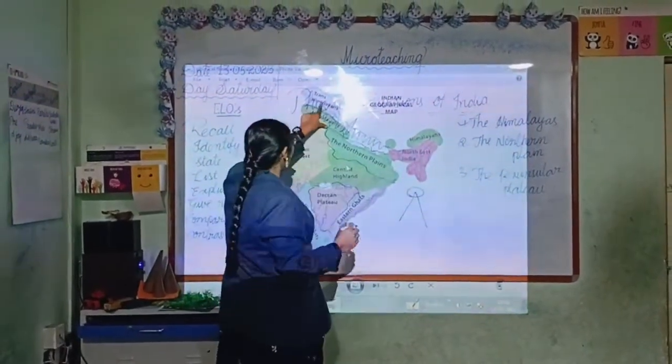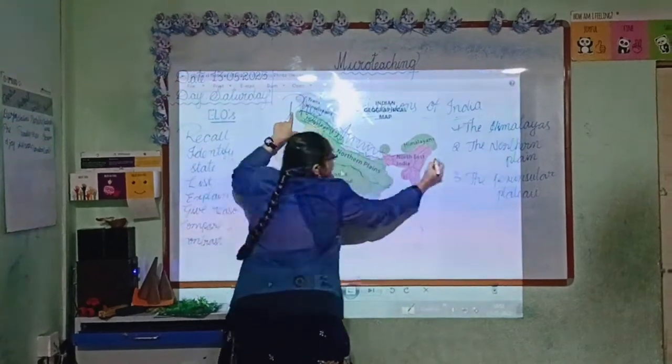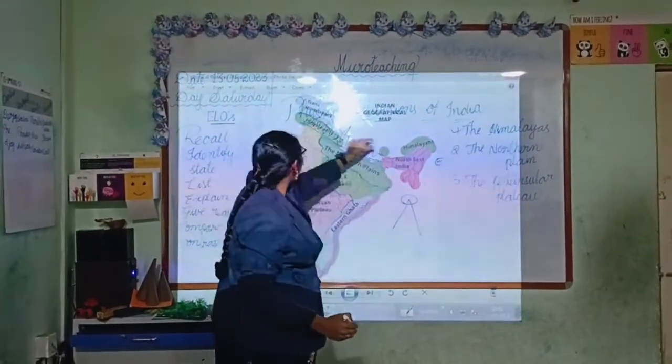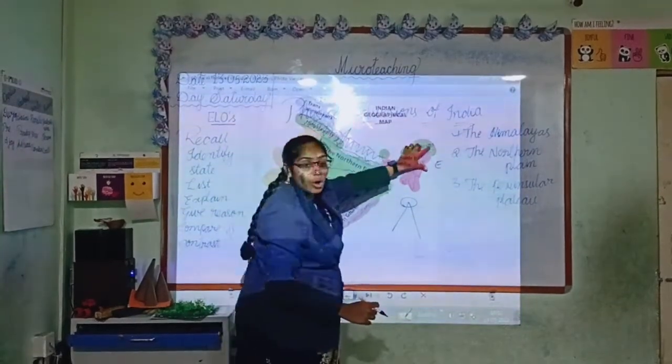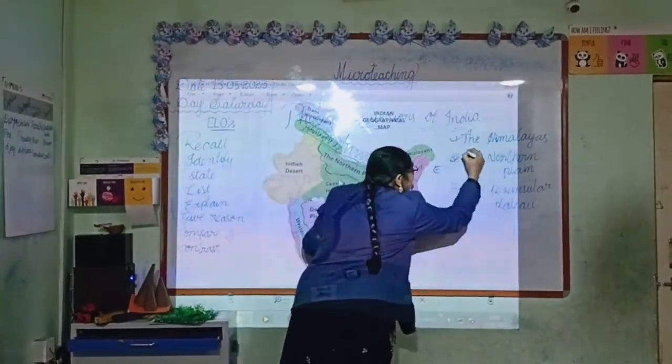Okay. Next, these are called Himalayas or mountains. The Himalayas are located to the northeast direction of India. From here to here you can observe, from north to east. Got it? Next, moving on to the next one.